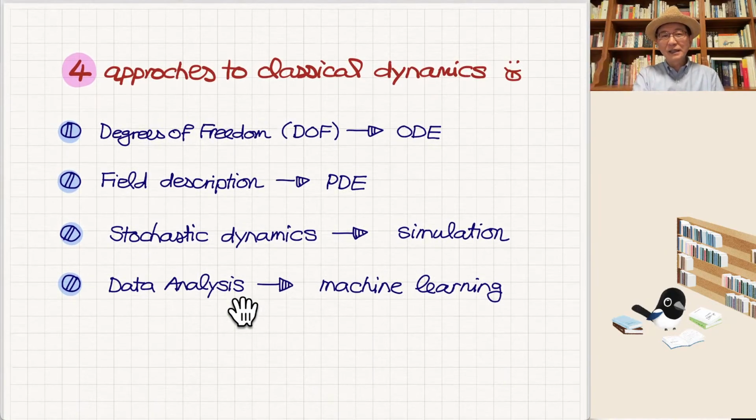Taking out the quantum dynamics, we have about 4 approaches to classical dynamics. Level 1, that is, identify relevant degrees of freedom and write down the corresponding equation of motion. That needs a mathematical technique called ODE. Okay, so that's the first one.